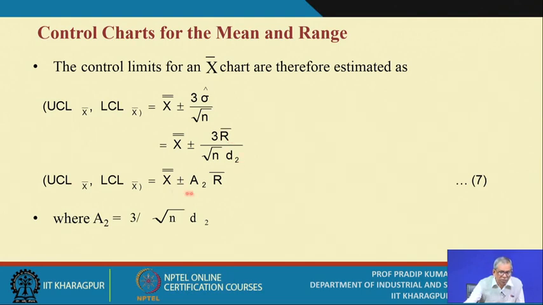And so ultimately 3 divided by root n D2, we have this notation, capital A2. So the upper control limit and the lower control limit are given as x double bar plus minus A2 R bar. Is it okay? Where A2 is 3 upon root n D2. One assumption we have here when you use this formulation is that the control limits are at plus minus 3 sigma limits.